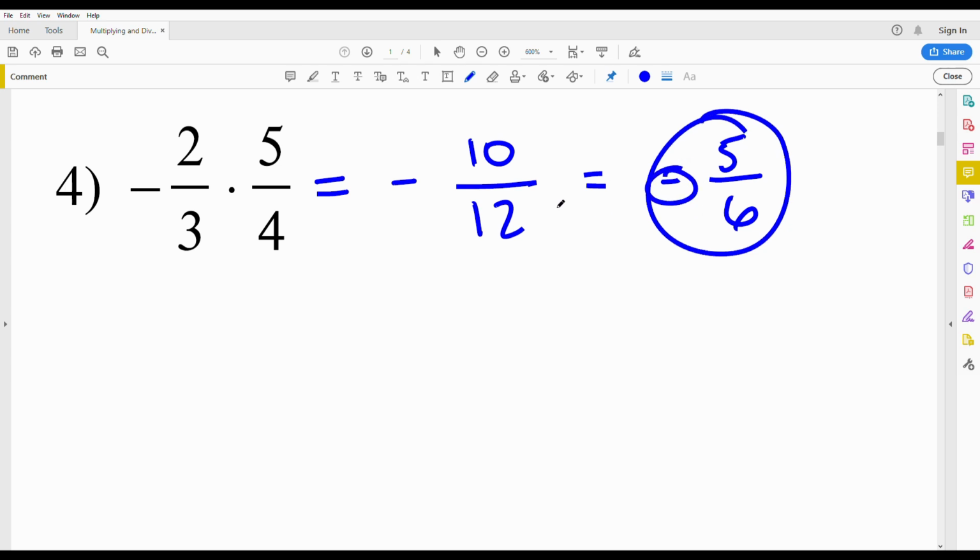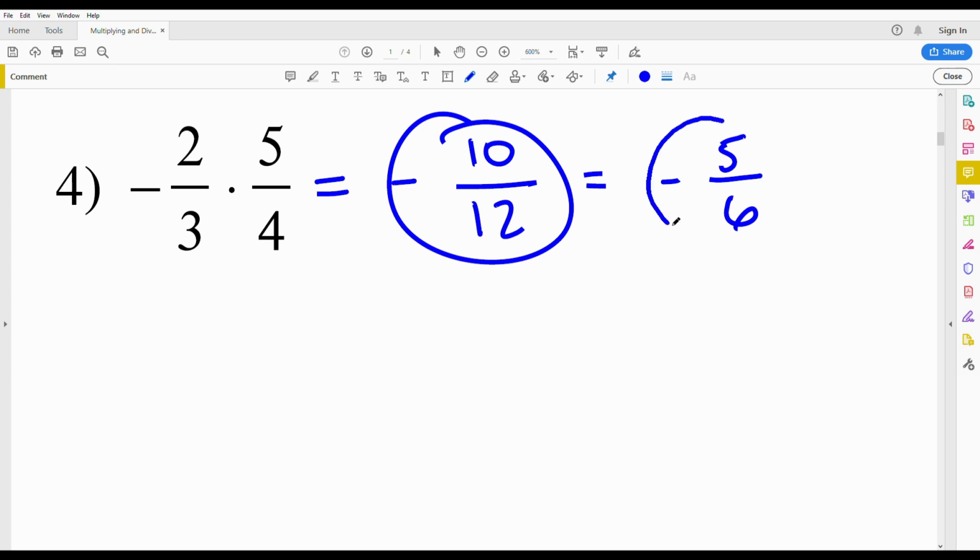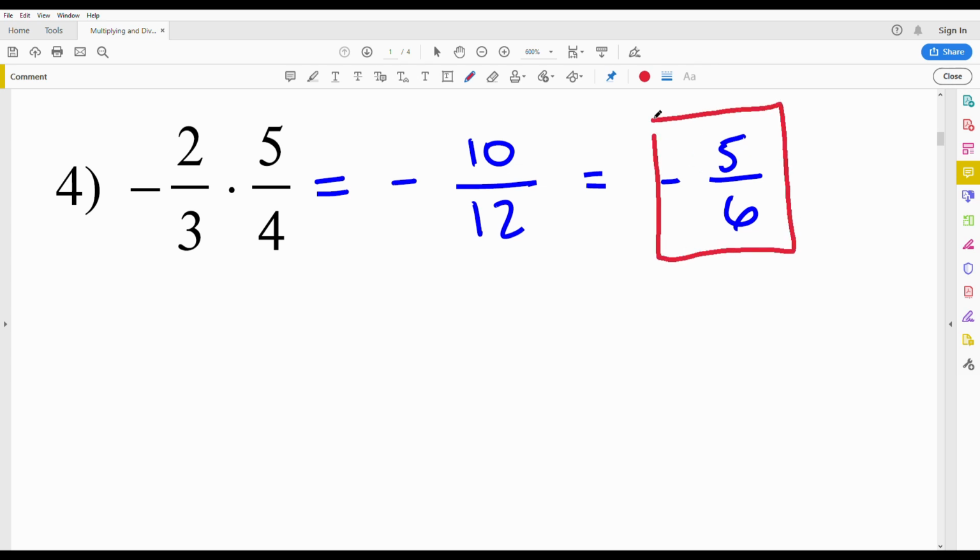Negative 5 sixths is the same as negative 10 twelfths. It's just a little simpler and easier to understand. So negative 5 sixths is our solution in number 4.